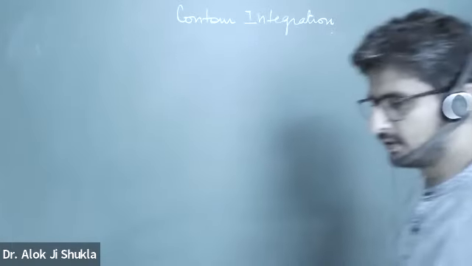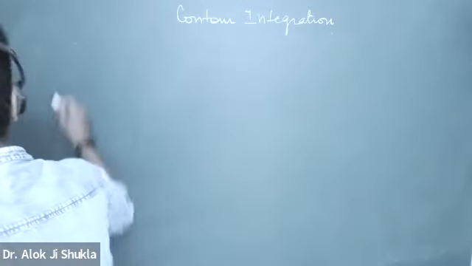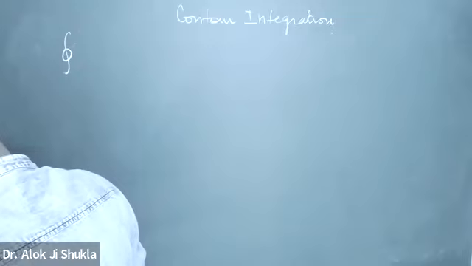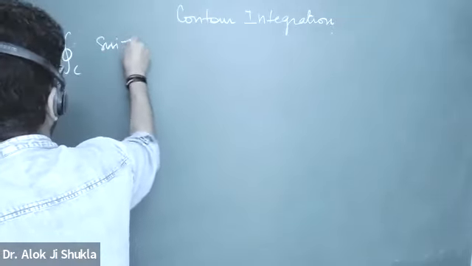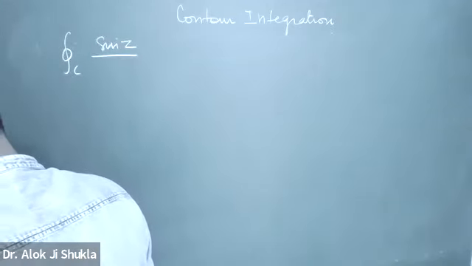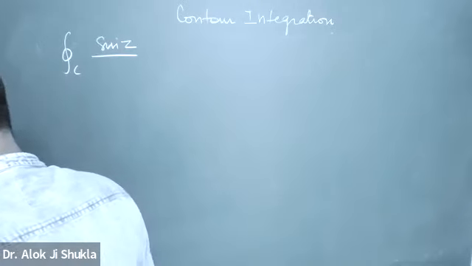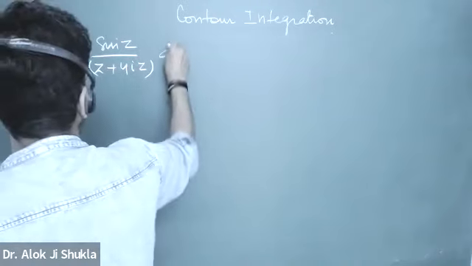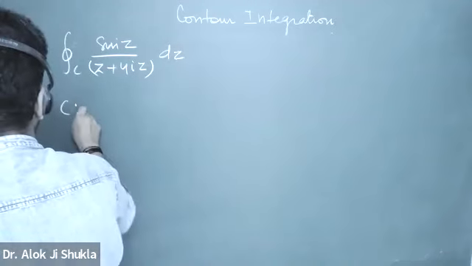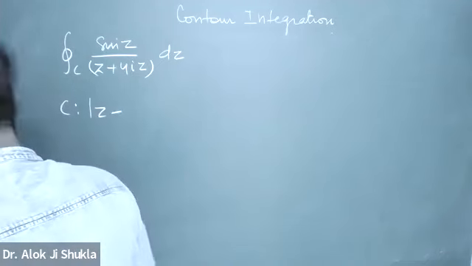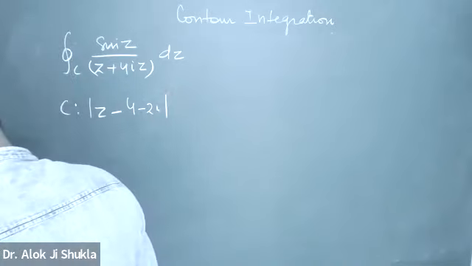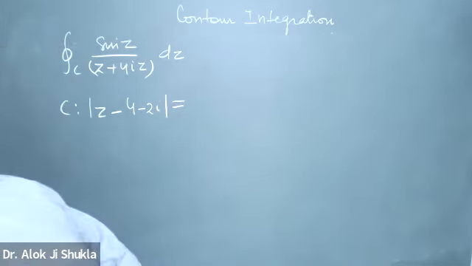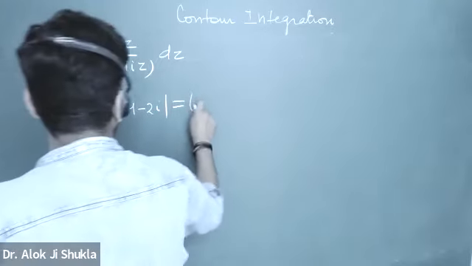Now let us take another question in which we have a contour integration over C of sin z upon z plus 4 iota z dz, and C is mod of z minus 4 minus 2 iota is equal to 6.5, like this.